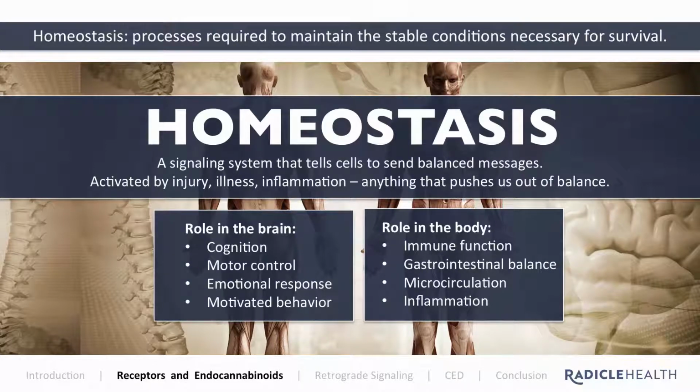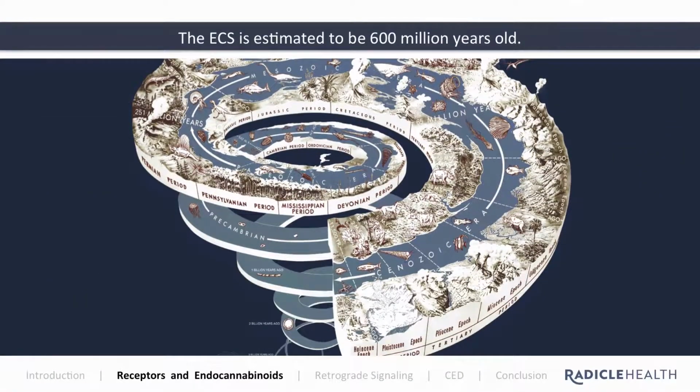The endogenous cannabinoid system, or endocannabinoid system, the ECS, is our physiologic system required for maintaining homeostasis. In fact, there is evidence of an ECS present in all mammals, in fish, reptiles, earthworms, leeches, amphibians, birds, every animal except insects. The scientific community estimates that the ECS first began to evolve over 600 million years ago.